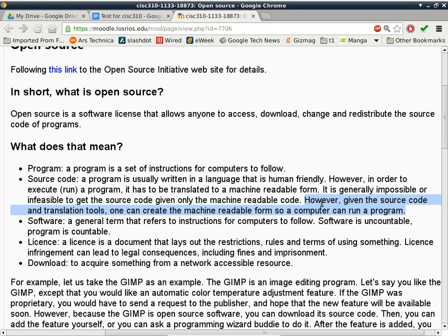Open source is free as in freedom, because you have the freedom to download the source code, change it, and redistribute it. Okay, so that is free as in freedom. Now, it is not entirely free without restrictions. Open source does have restrictions.